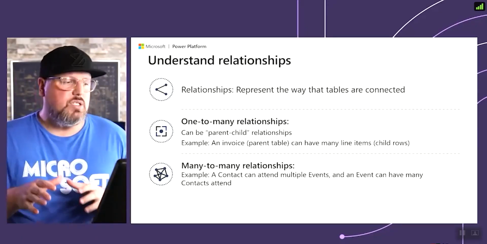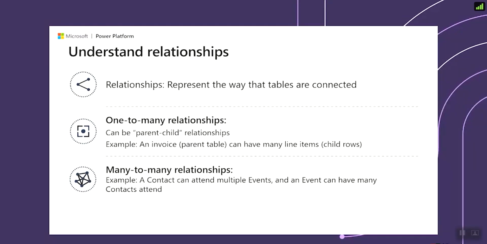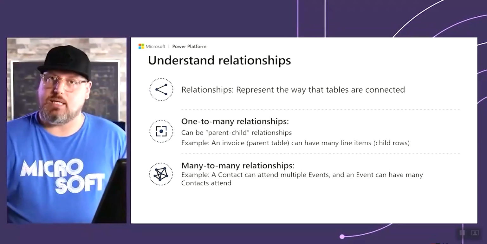But in some cases, you will have many-to-many relationships. For instance, a contact can attend multiple events, and an event can have many contacts that attend it. This way you have the flexibility to have your records flow in multiple places without creating duplicates.